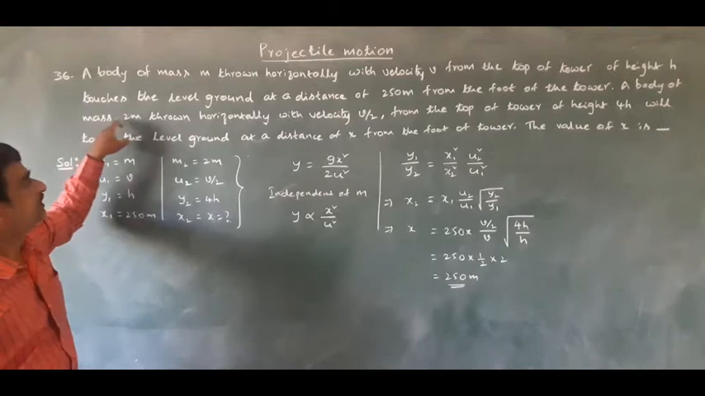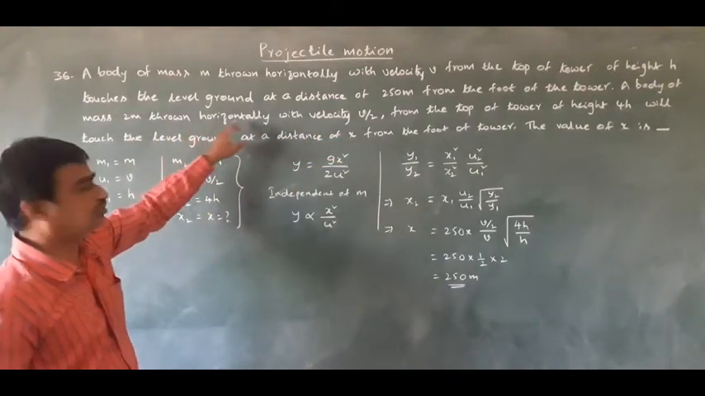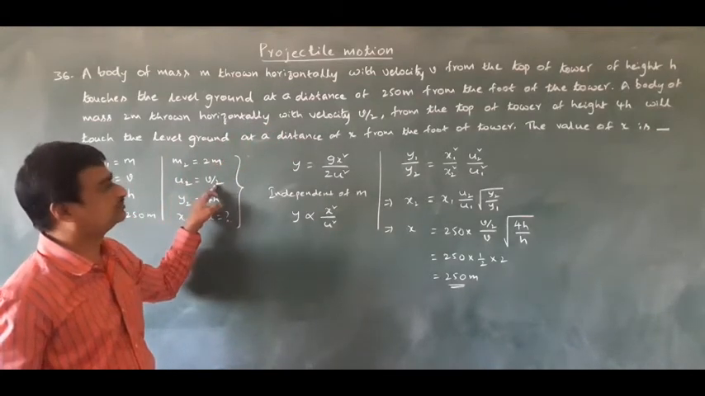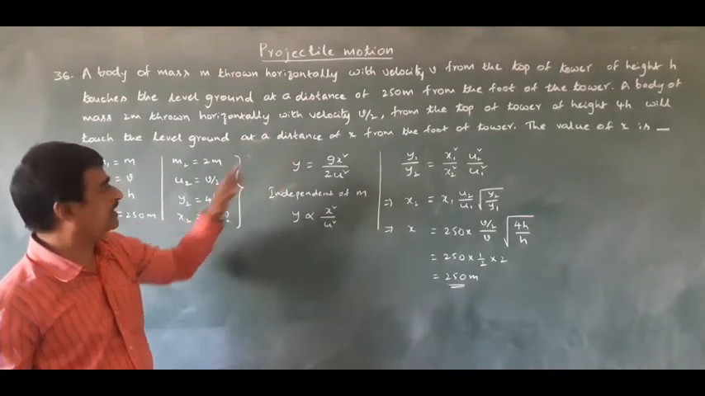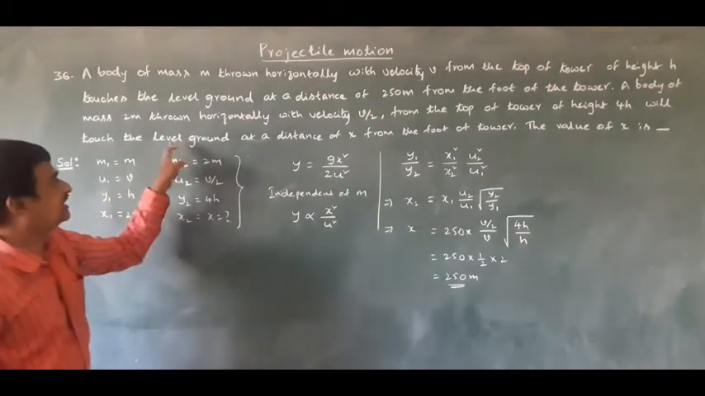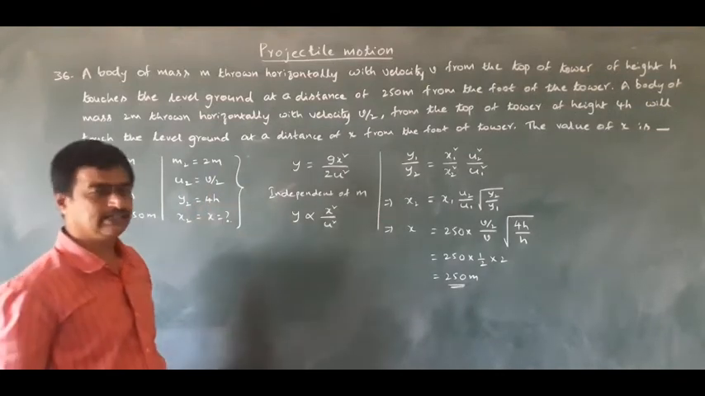Okay. Now, the second body is also thrown horizontally with velocity v by 2 from the top of the tower of height 4h. The height is 4h. It touches the level ground at the distance x. Okay, then we have to find x.